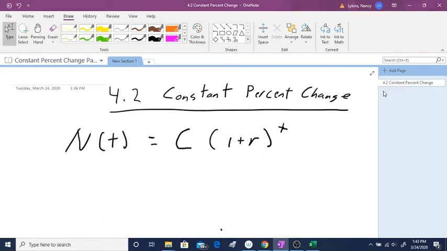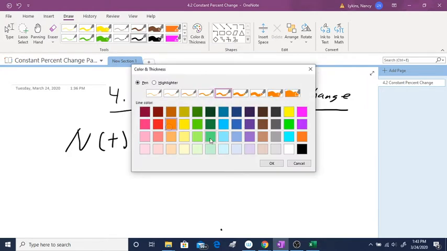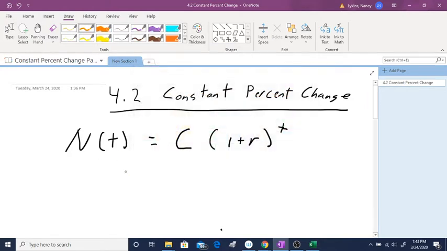So this is a typical formula. N of t equals C, and then in parentheses 1 plus R of t. Now, this is a typical problem you could see with interest, and if you take any kind of business, finance, or economics class. So the N of t is going to be the new value.